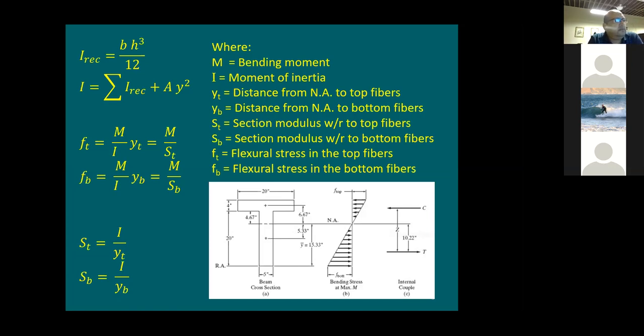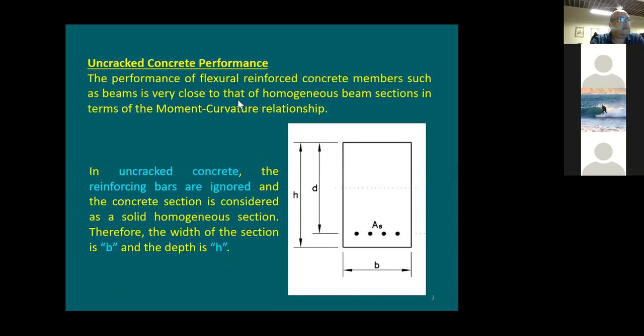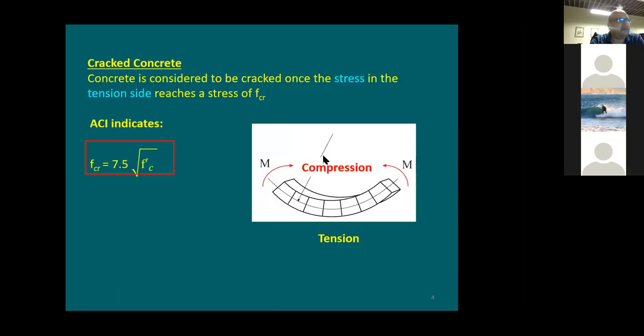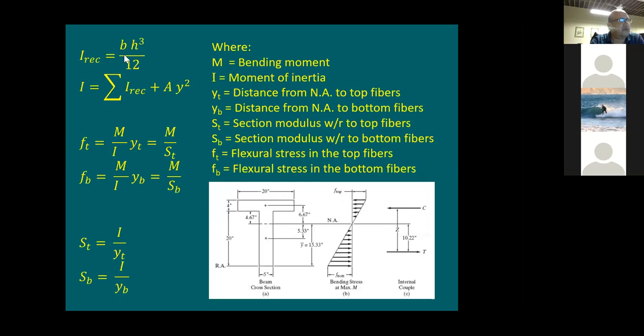So once you find the centroid, you should be able to find the moment of inertia for this section. Moment of inertia for any rectangular section is given by this equation: b h cubed divided by 12. What is b? Here's b, here's h. It's b h cubed divided by 12. This is the general equation for the moment of inertia of a rectangular section.